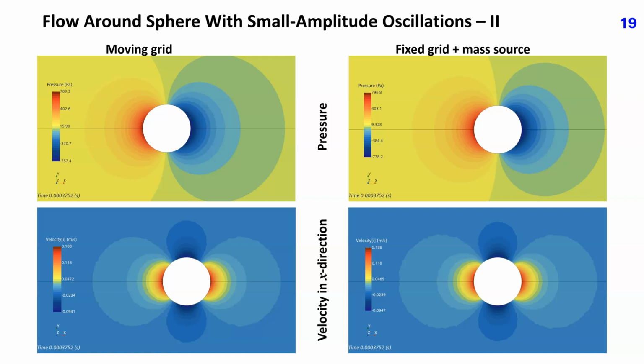These figures show the comparison of pressure and x component of velocity at one instant in time predicted using two approaches: moving grid on the left and fixed grid on the right. While there are small differences in maximum and minimum values of contour levels, the results look practically the same.